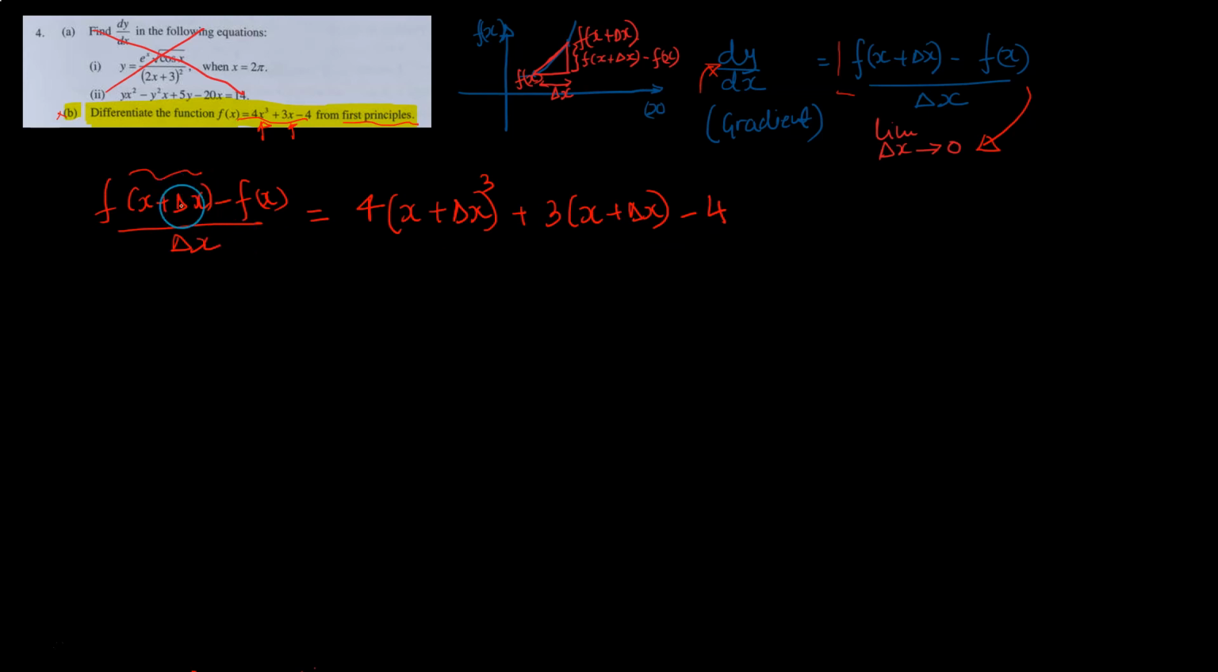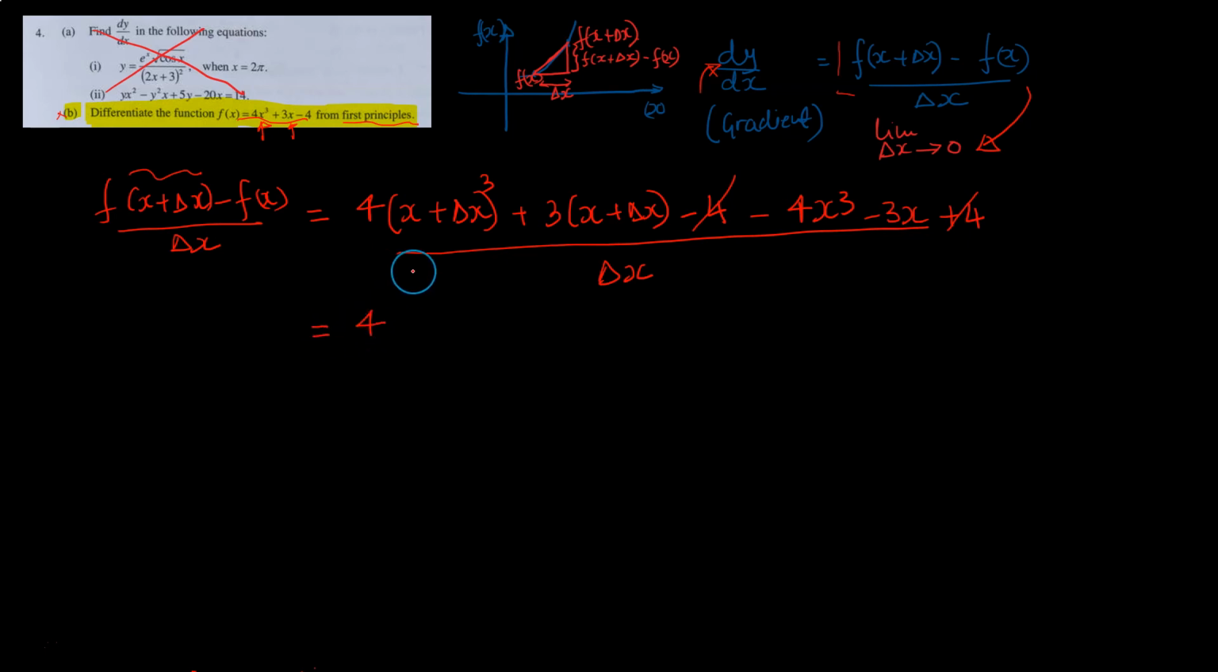So this is the first part done, and then from that we need to take away our original function. So take away 4x cubed, let's just write that down here, and then take away positive 3x, so take away 3x, and take away negative 4, which will end up with a plus 4. Everything divided by delta x. So I can see there's minus 4 and a plus 4 there. So let's get rid of those two to start with.